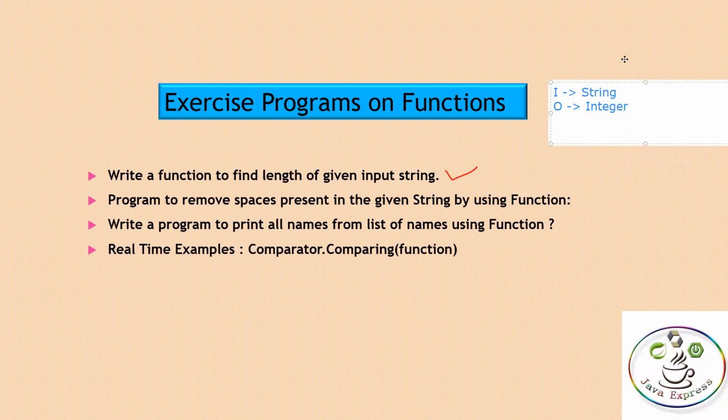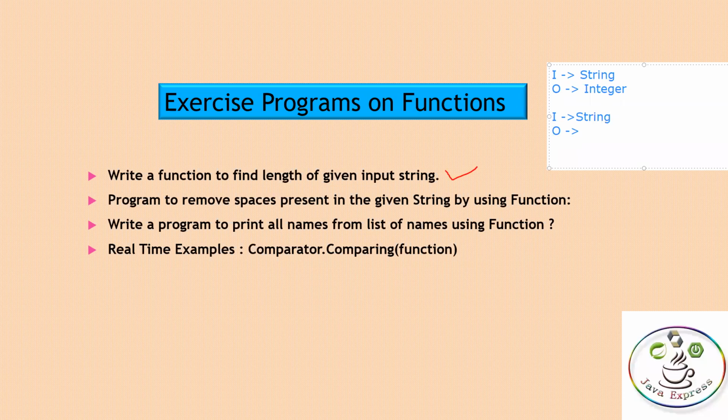Now in the same structure, tell me for the second program also. What is your input, what is your output? For the second program, your input is a string, your output is a string. Now I'm trying to explain to you different types of scenarios here. Now same thing, tell me about the third program. What is your input and what is your output?